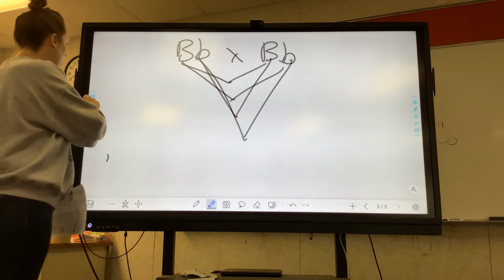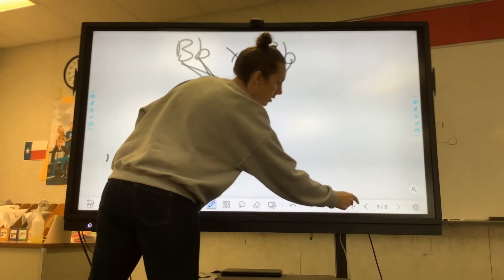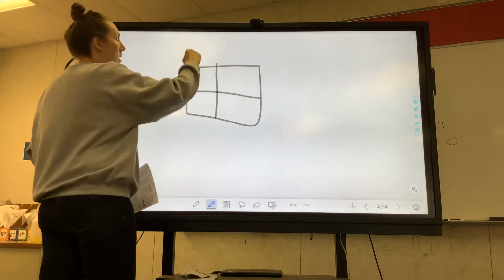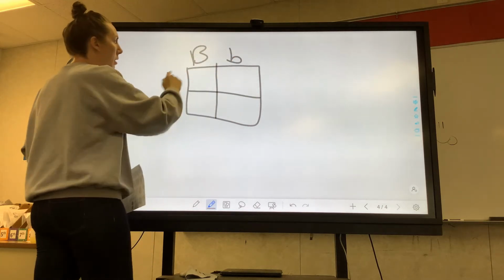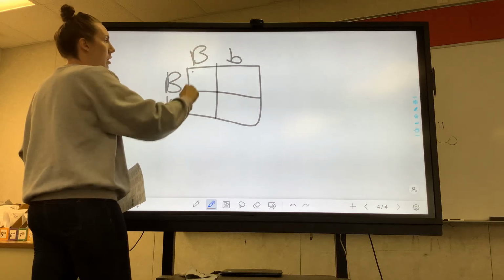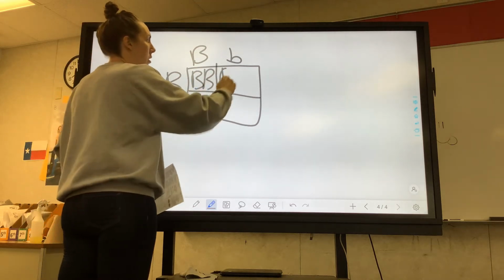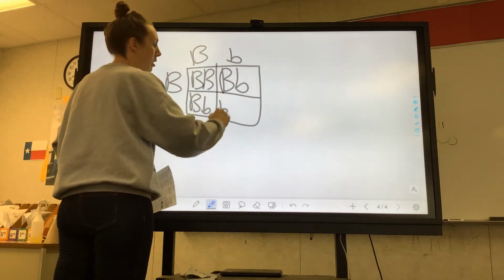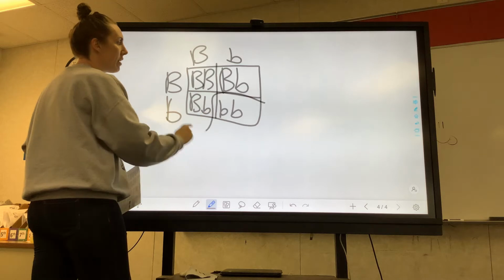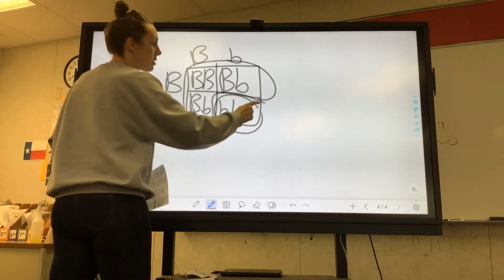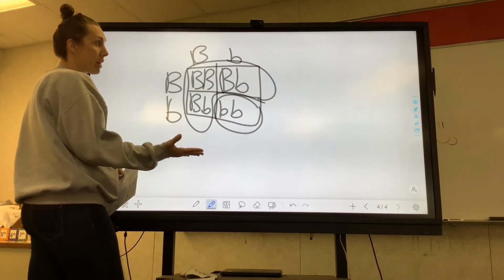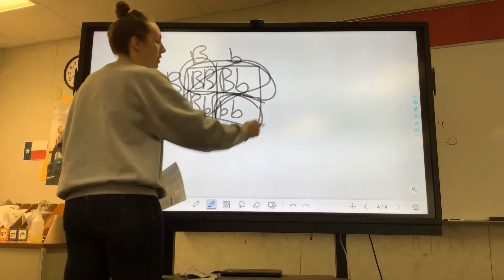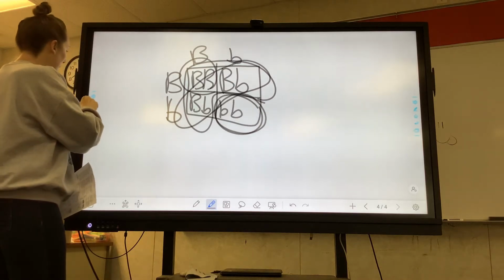So, if we had to do this Punnett square, this is the most diverse Punnett square. Big B, little b, big B, little b. Dropping it down. Okay, you have a 75 dominant, 25 recessive. Or if we're looking at genotypes, you have a 25, 50, 25. Okay, let's do some practice.